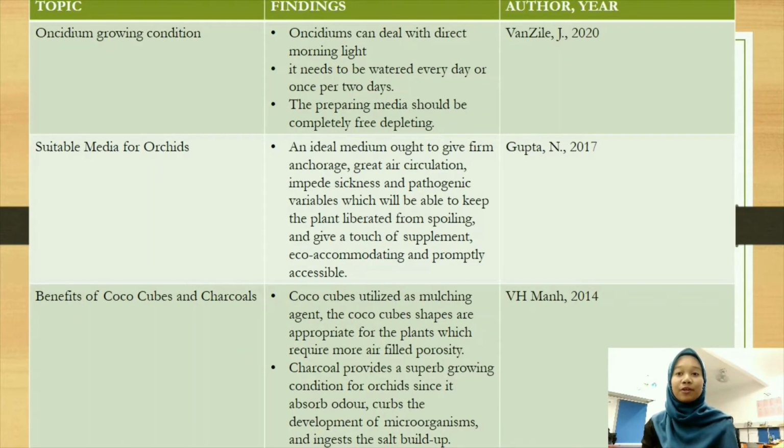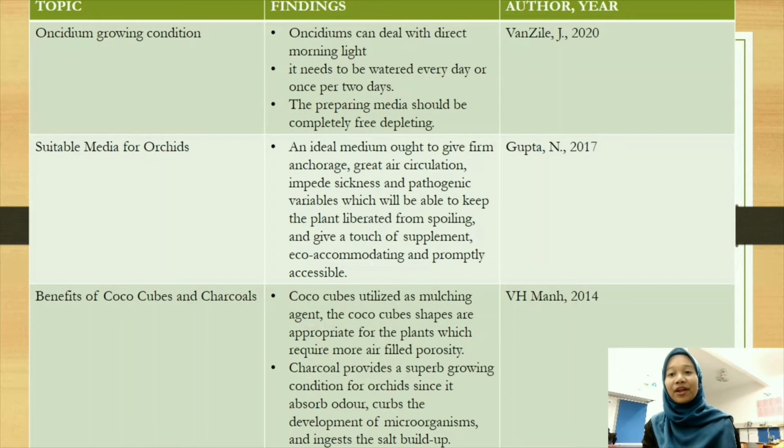After that is the oncidium growing condition. The finding is oncidium can deal with direct morning light. It needs to be watered every day or once per 2 days. The potting media should be completely free draining. The author is Bansal 2020.